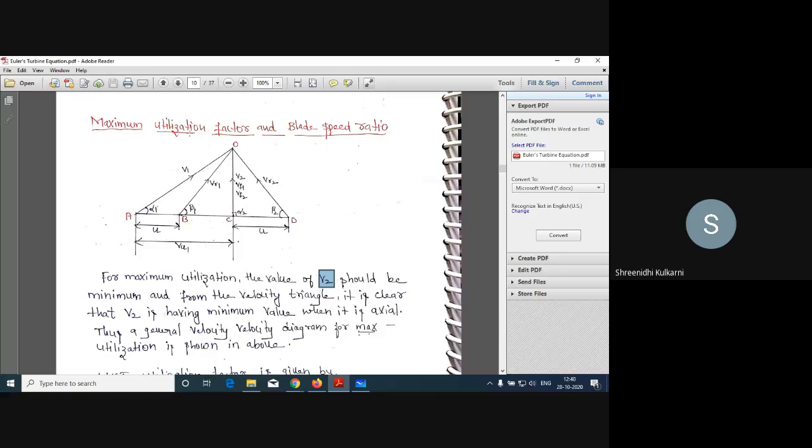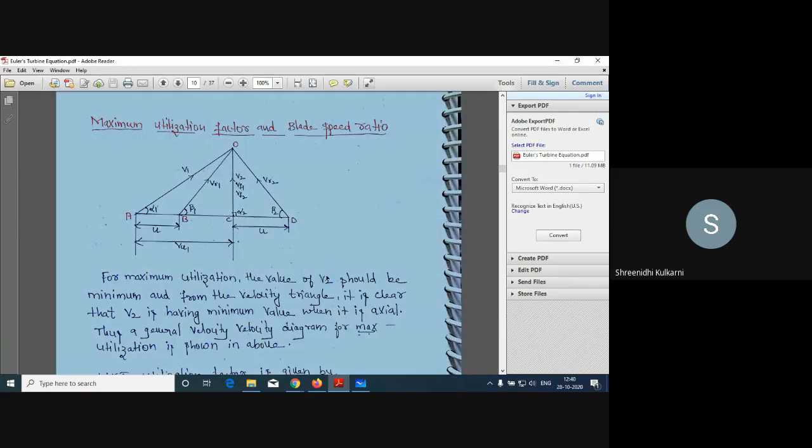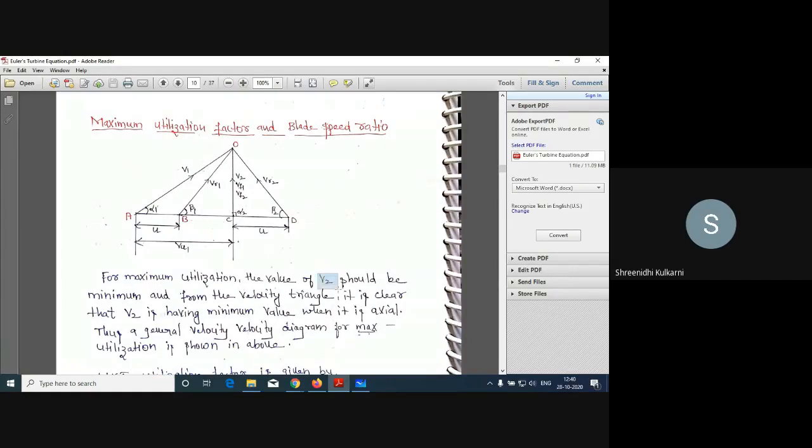When will we get the maximum utilization factor? When the absolute velocity at outlet should be a minimum. Because there is a value, but it is a minimum, so whatever this V2 is, we'll make it 0. Then only we will get the maximum utilization factor.